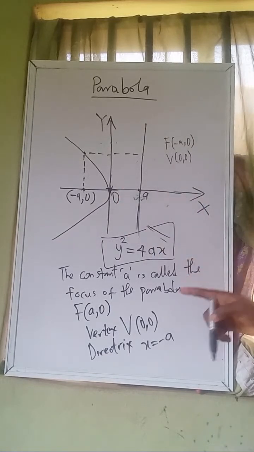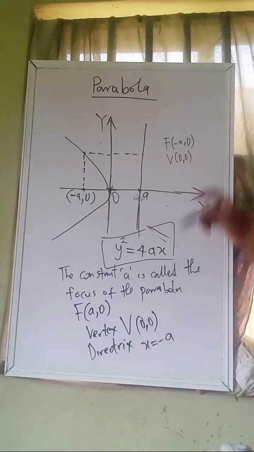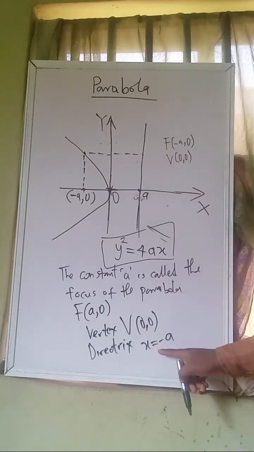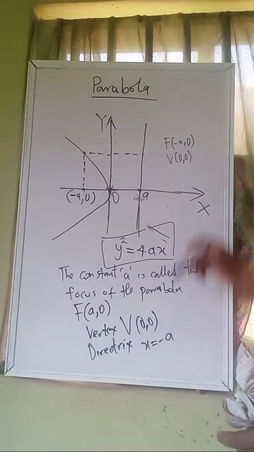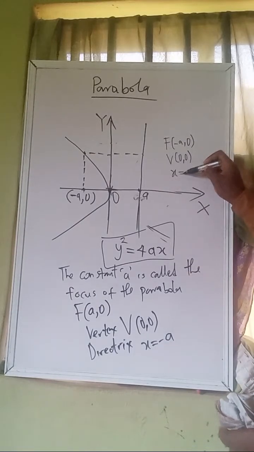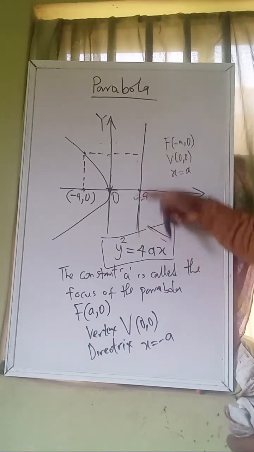And thirdly, we have the directrix. Here it is given before as x equal to negative a, but in this case, the directrix will be x equal to a, as you can see. This is the line of the directrix.